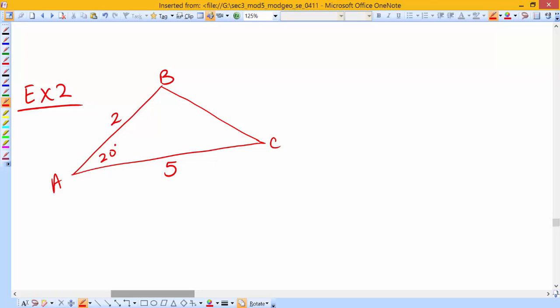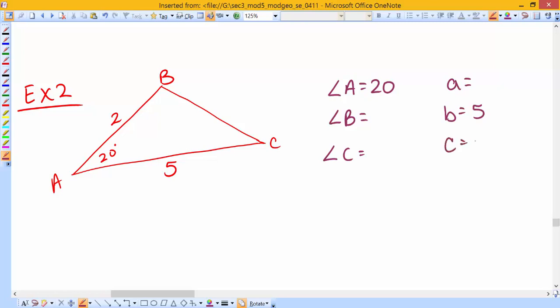Example 2 is a little bit different. Pause it and draw the triangle. Example 2 is different because now we have 2 sides and an angle. So I'm going to go ahead and list what I know. Angle A is 20. I don't know angle B. I don't know angle C. Side A, I don't know. Side B is 5. And side C, excuse me, side C is 2.